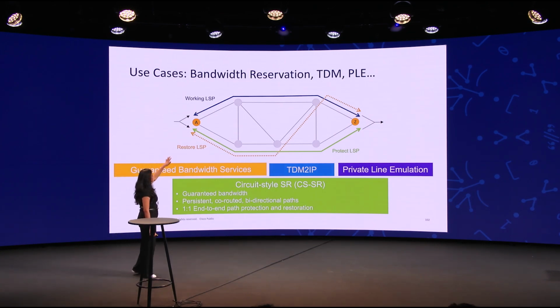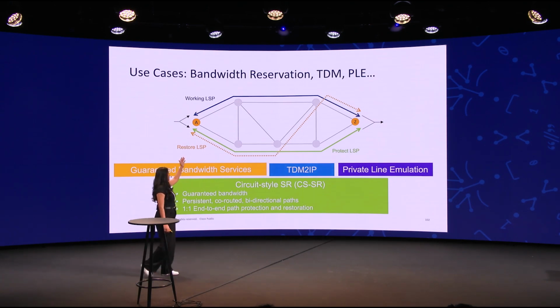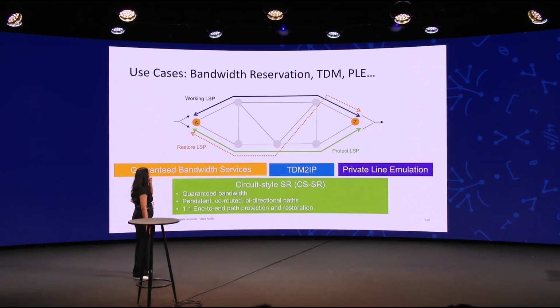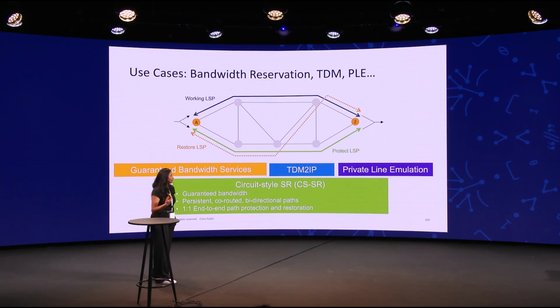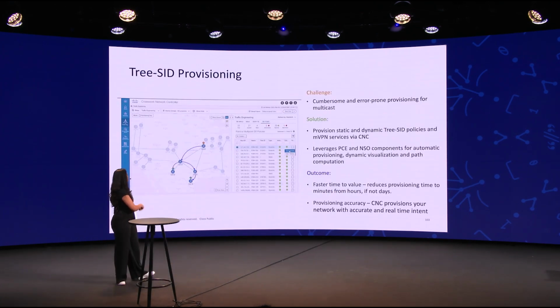So if the working goes down, it fails over to protect LSP within 50 milliseconds. If the protect LSP goes down, CNC calculates the restore and fails over pretty quickly to that as well. So this is what guaranteed bandwidth services do. It's called circuit style, and if you're interested, please reach out to us once again for a deep dive. And that's new in 5.0.